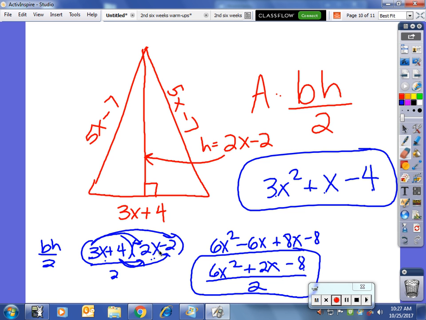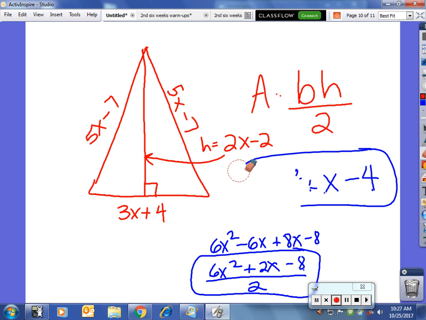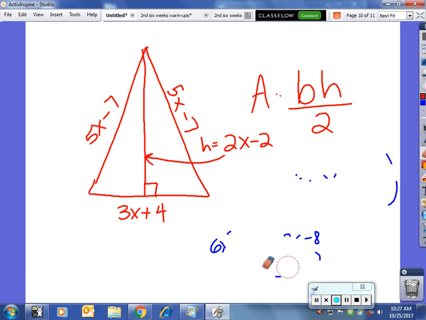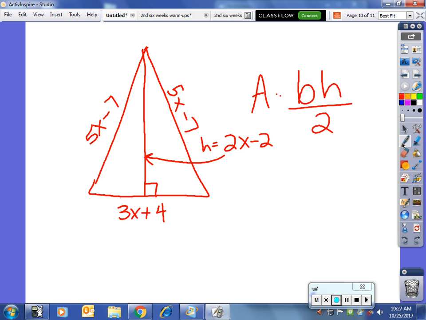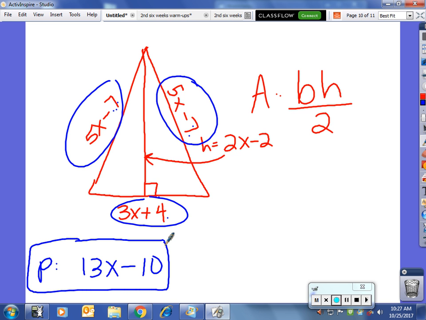Alright, and then perimeter shouldn't be any different than before. Perimeter is you add up all the sides. Remember that height is not included in perimeter. What kind of triangle is this, by the way? It's isosceles. 2 of the sides are the same, the base is different. So you just add up all of the sides. What's the total of my x's? 13x. And then I've got a minus 14 and a plus 4. 13x minus 10 is my final answer for perimeter.